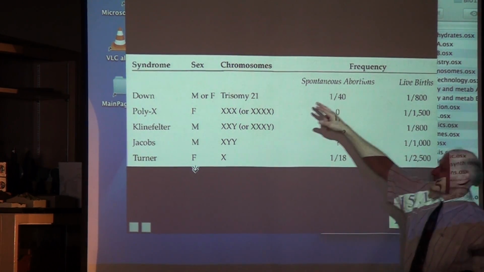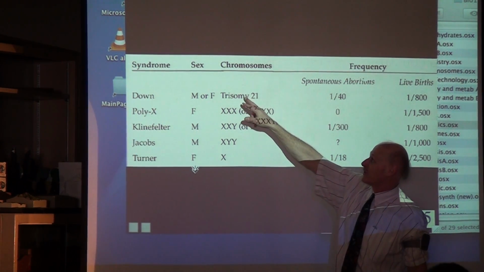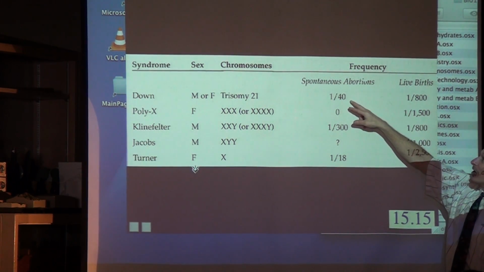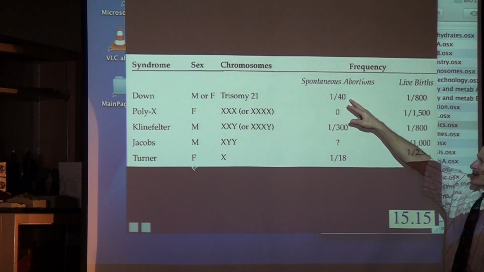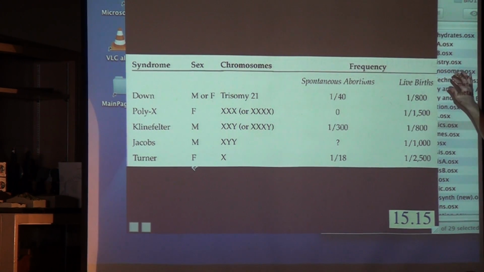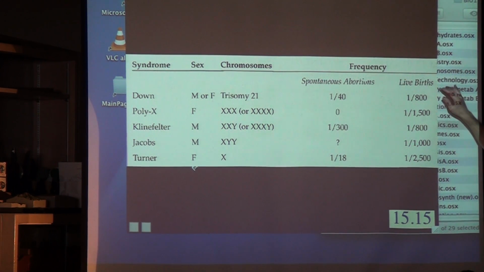It's kind of interesting. Here they tell you the name of the syndrome, what the chromosome abnormality is, and here it's kind of interesting. They show you of the spontaneous abortions that happen, what percentage, what fraction of those spontaneous abortions are due to that particular aneuploidy, and of the people who are born, what fraction of people who are born have that particular aneuploidy. So you can see trisomy 21 is one of the more common types of aneuploidy.